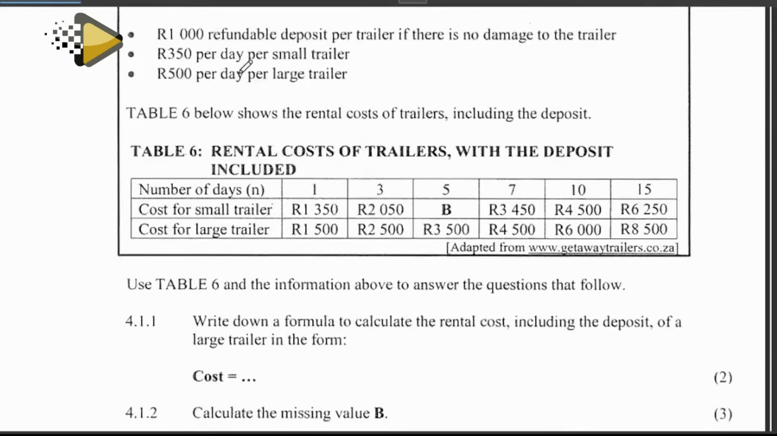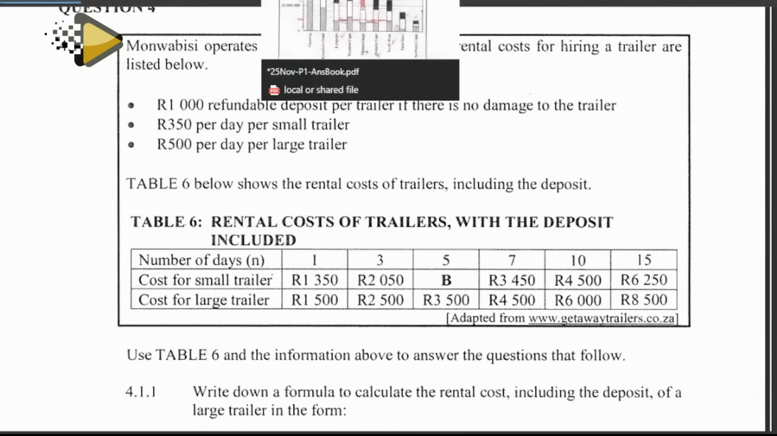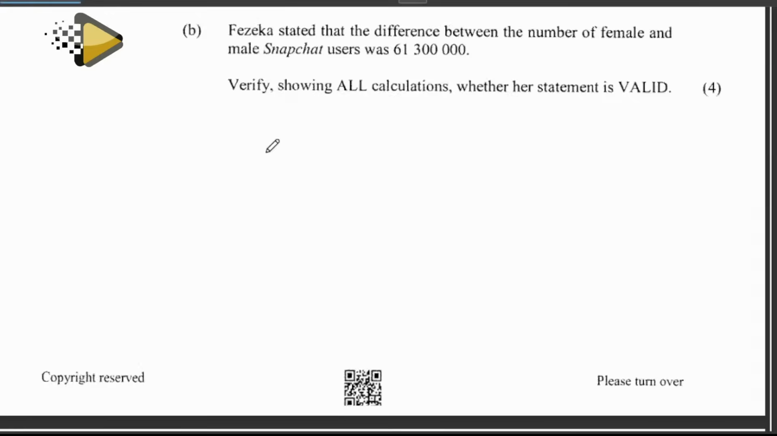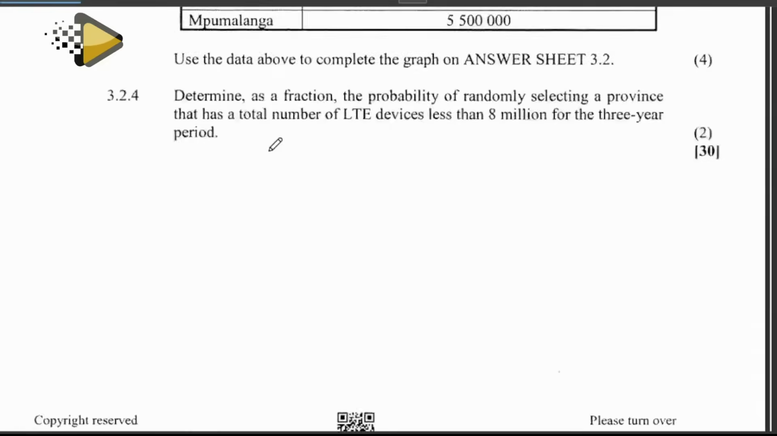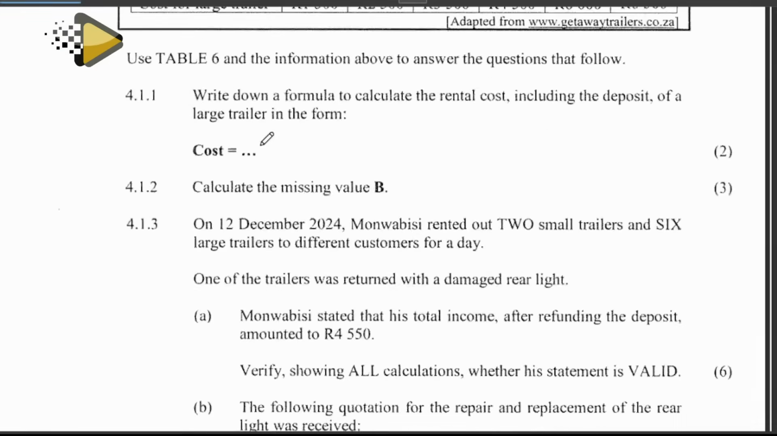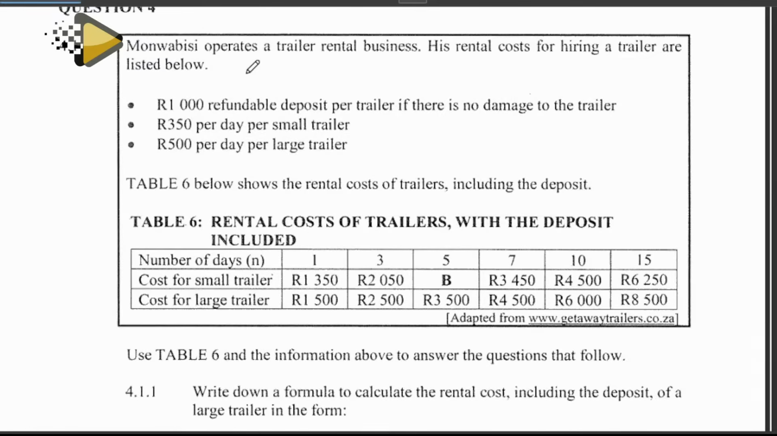We look at question number 4. Question number 4, we are entering finance. Question number 4 says Monwabisi operates a trailer rental business. His rental costs for hiring a trailer are listed below. 1,000 refundable deposit per trailer if there is no damage to the trailer. 350 per day per small trailer and 500 per day per large trailer. Below shows the rental costs of the trailer, including the deposit.